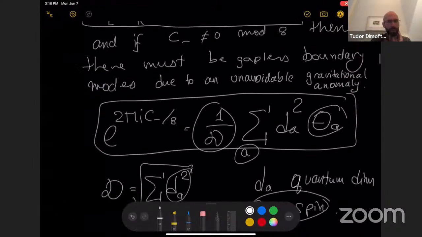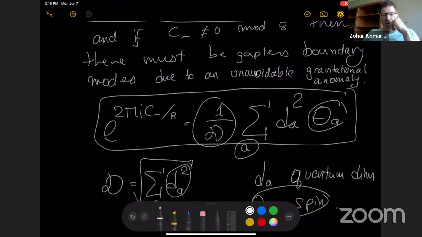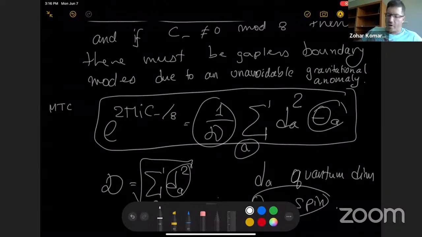Zohar, what does that assume about the anyons? Is abelian braiding part of this? No, this is completely general. This is true for any, so mathematically, this is true for any modular tensor category. Physically, it's true for any topological field theory.